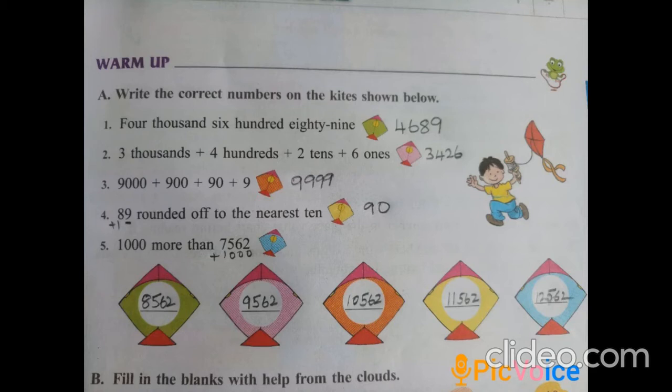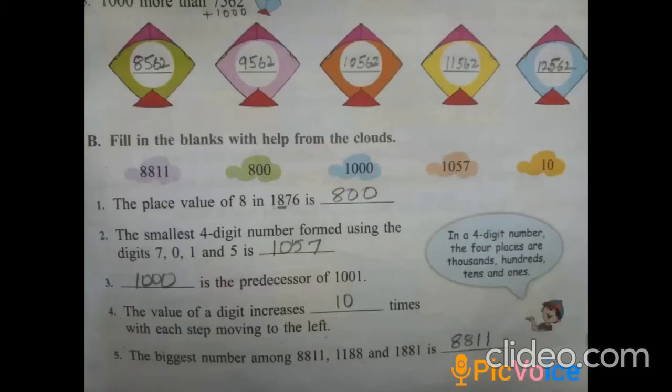Next, fifth question. 1000 more than 7562. So they are asking us to add 1000. 7562 plus 1000, we get the answer of 8562. One more 1000, if you are adding, 9562. Next one is 10,562. Next, 11,562. Next, 12,562.